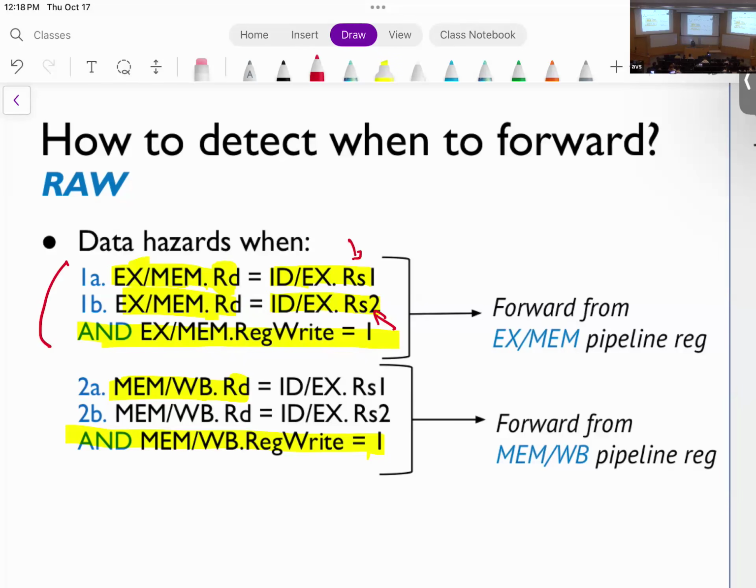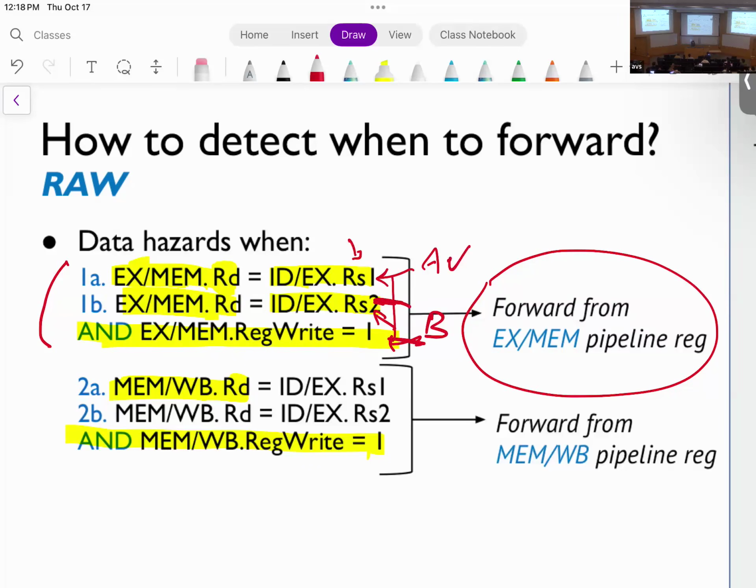So if this condition is true, we're going to forward from EX to MEM. And depending on whether this and this are true, we're going to forward A. If this one and this one are true, we're going to forward B. If all of them are true, we're going to forward for both A and B. Okay? And a similar story for the write back stage. So we check all of them and then we forward all of them. So in any case, we can forward 4 things at the same time.